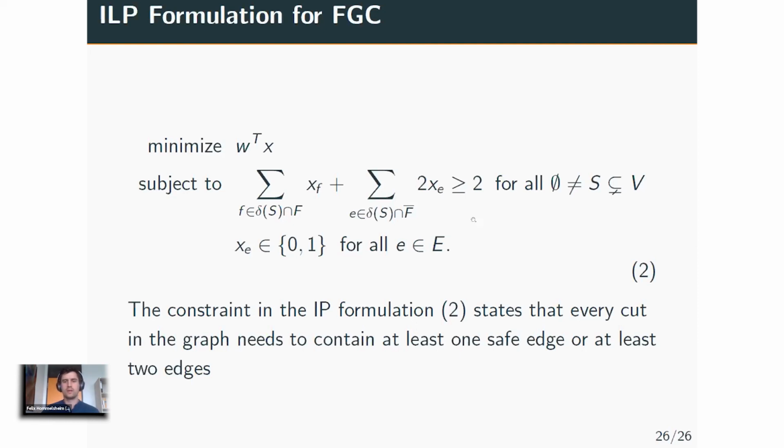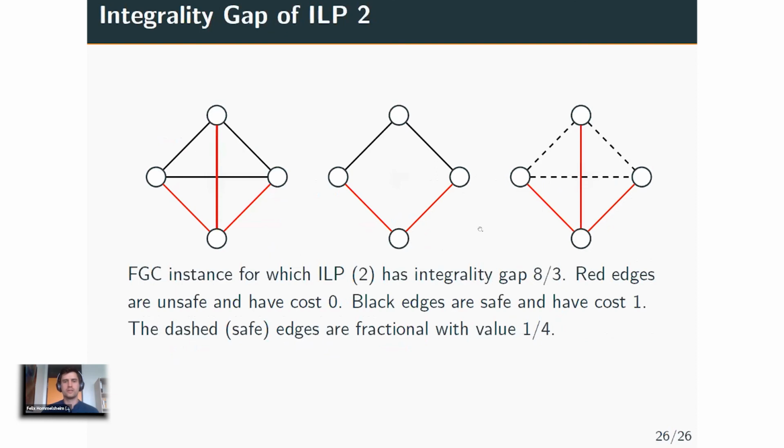And furthermore, we came up with an integrality gap, and the integrality gap of this ILP2 is 8 divided by 3. Simply consider this instance. The safe edges here, the black ones, have cost 1, and the unsafe edges have cost 0. An optimal solution has to be like this, of cost 2. But a fractional solution has, here, the safe edges with fractional value 1 divided by 4. Then you have an integrality gap of 8 divided by 3. So it's actually worse than the approximation guarantee of our algorithm.